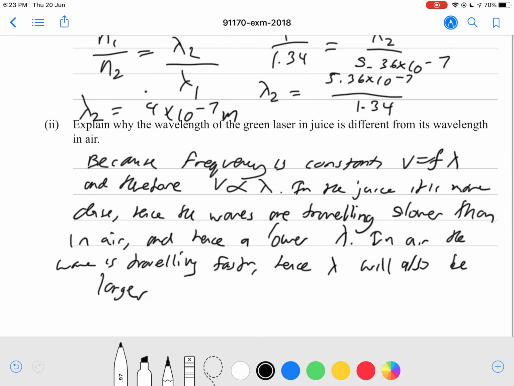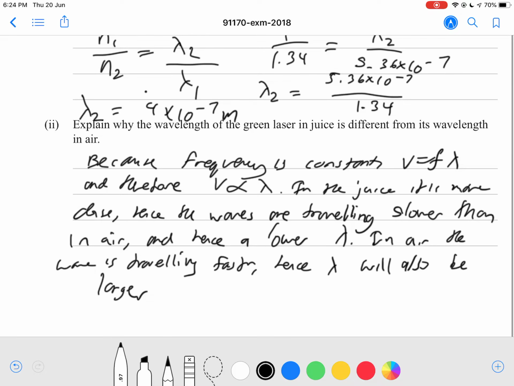So basically you're going to say that the frequency is constant, v equals f lambda, and v is proportional to lambda. So you say in the juice it's more dense. Because it's more dense, your velocity is smaller, and because your velocity is smaller, your lambda will also be smaller. And in the air, your waves will be traveling faster, and because it's traveling faster, your lambda will also be higher.